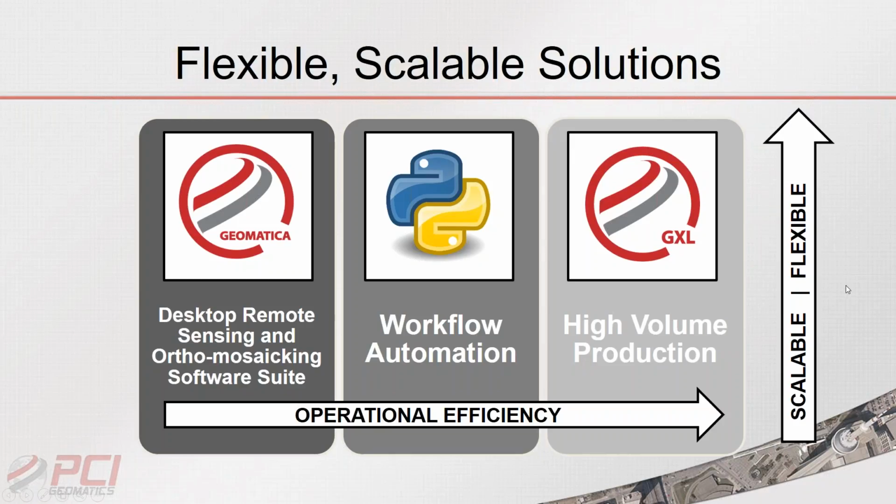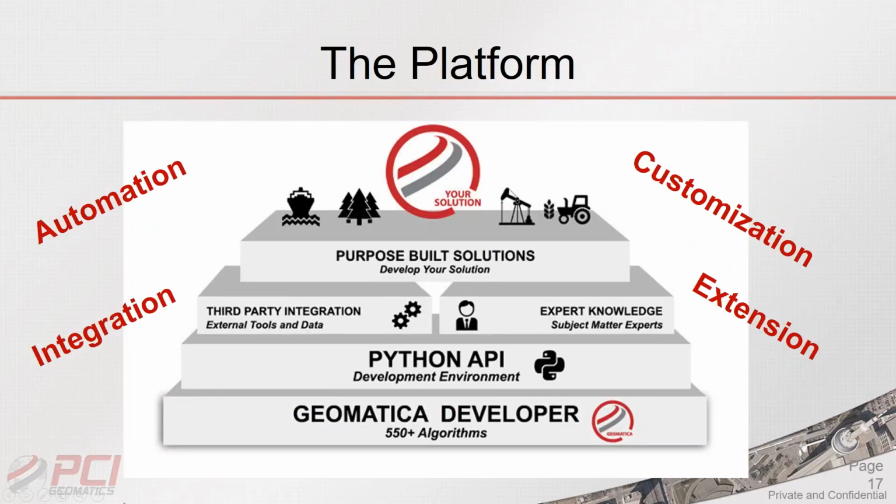So really this is what PCI Technology is all about, and really it's a development platform, or an application platform. So at the bottom we have our algorithms. We have 550 algorithms that can actually be used in a developer edition. On top of that, we have our development environment, which is the Python API.